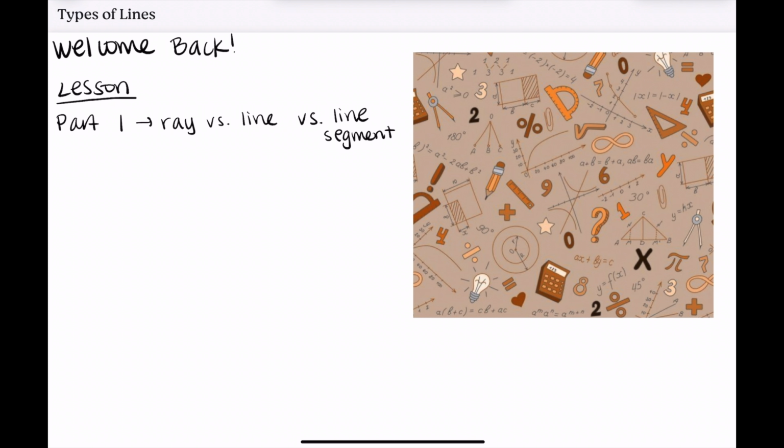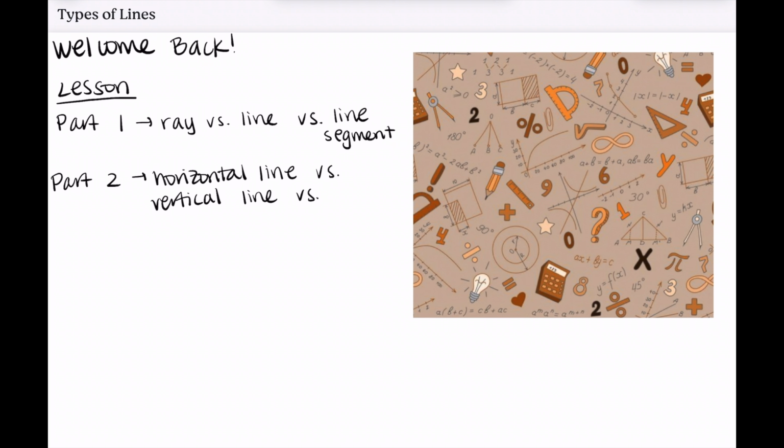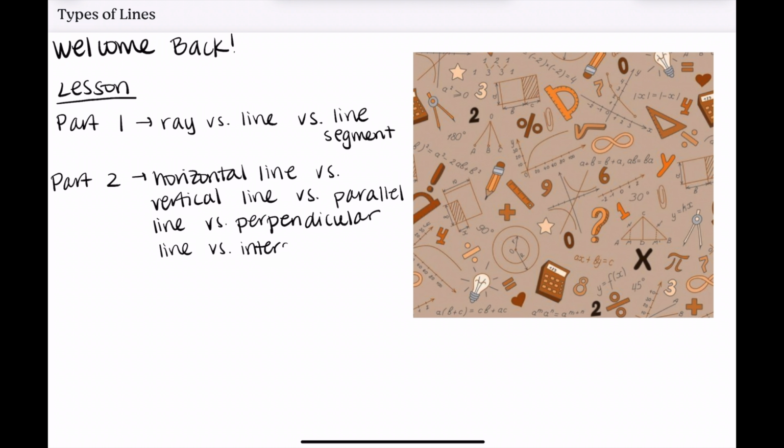In this video, we're going to split our lesson up into two parts. For part one, we are going to define and learn the differences between a ray, a line, and a line segment. And then for part two of our lesson today, we're going to define and go through the differences between a horizontal line versus a vertical line versus parallel lines versus perpendicular lines, and finally, intersecting lines. So our first part of the lesson, we have three terms that we're going to define, and in our second part of the lesson, we have 5 words that we're going to define.